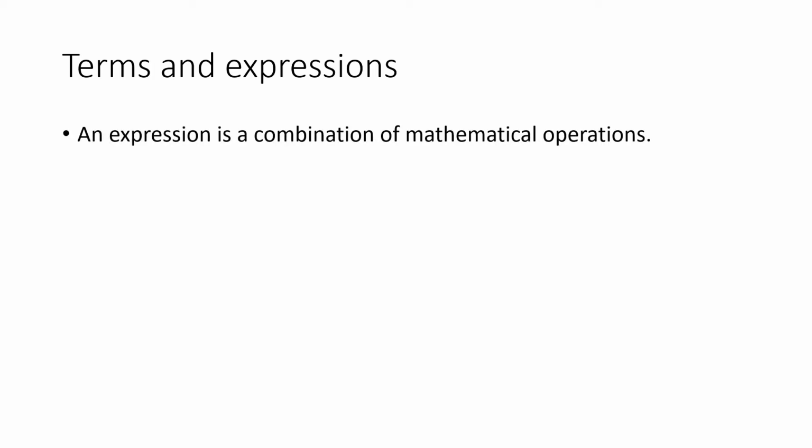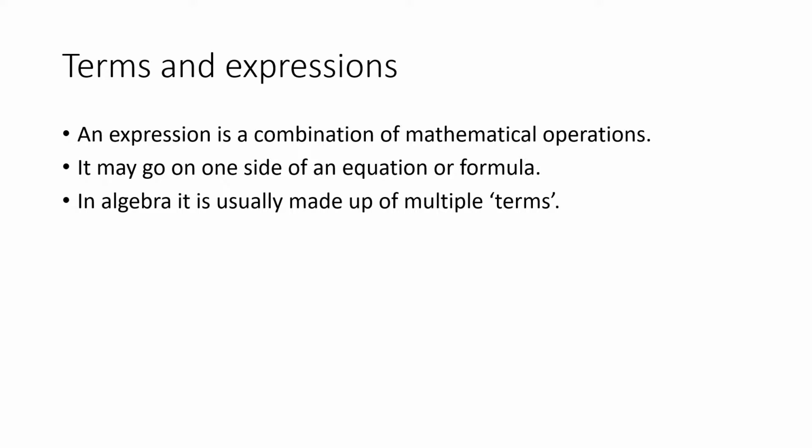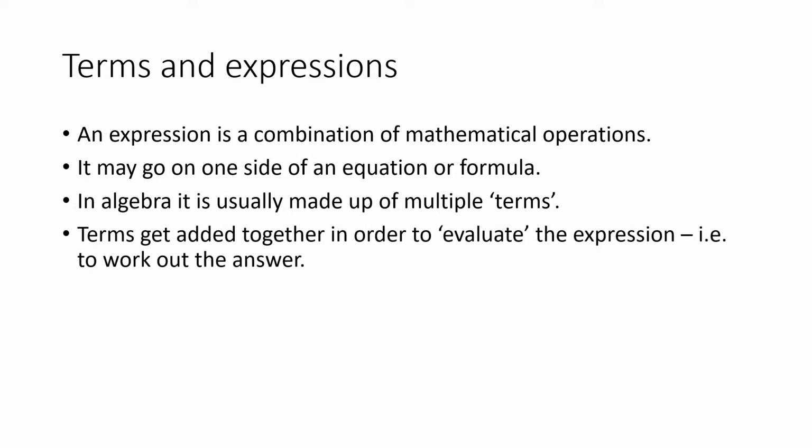There's also terms and expressions. You should be aware of these words. An expression is a combination of mathematical operations. It may go on one side of an equation or formula. In algebra, it's usually made up of multiple terms. So the terms are things that get added together. If you're multiplying or dividing or doing factorials, that's not a term. If you add them together, they are terms. And when you add the terms together, you're evaluating the expression, and that works out the answer.